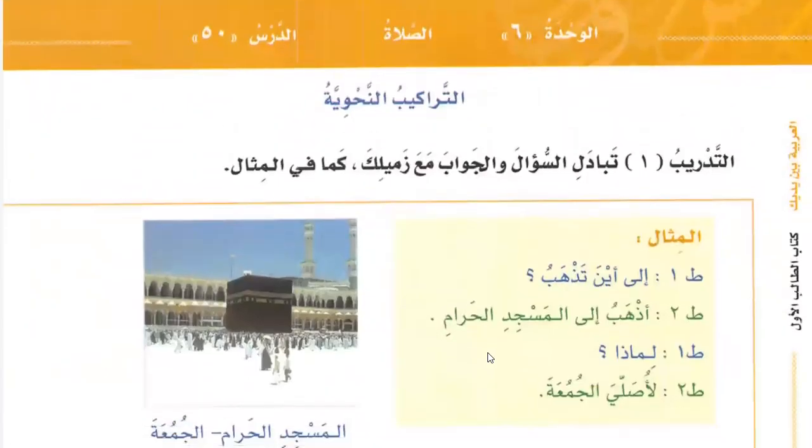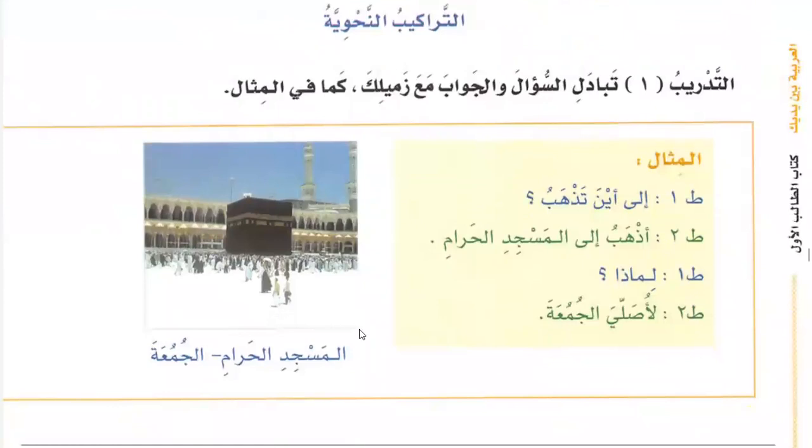Unit 6, lesson 50, grammatical structures. First exercise: exchange the question and the answer with your colleague like in the example. The first student asks: Ila aina tazhabu? Where are you going? So the person will answer according to the picture and this word. Azhabu ila al-Masjid al-Haram. I am going to the Masjid al-Haram.